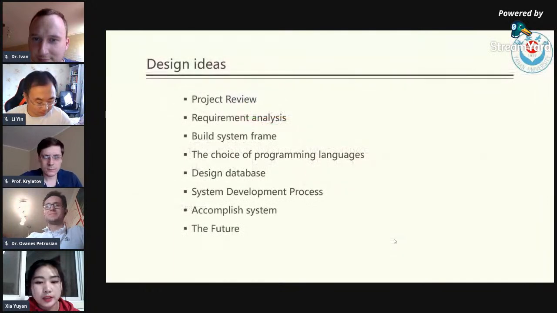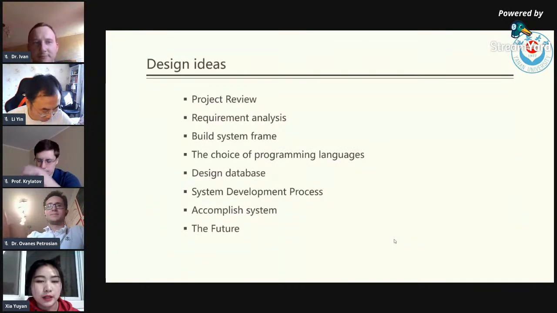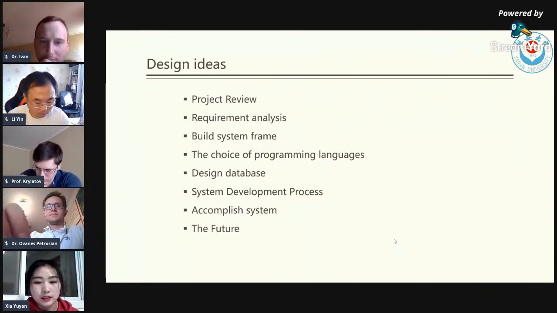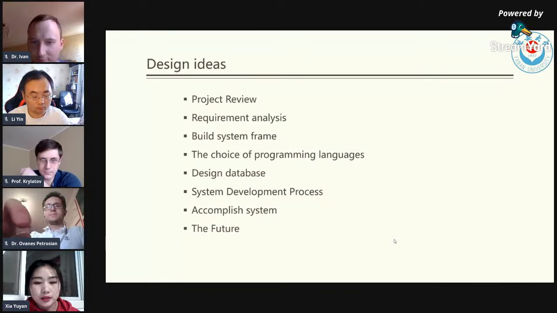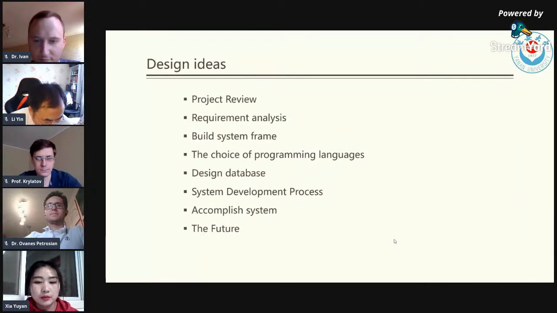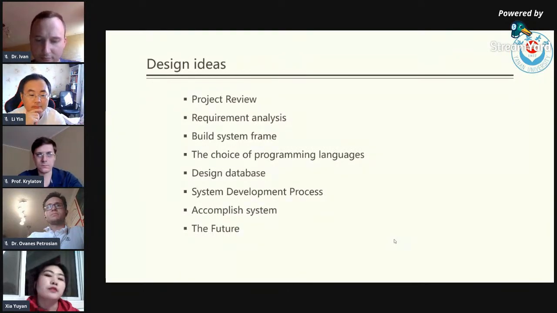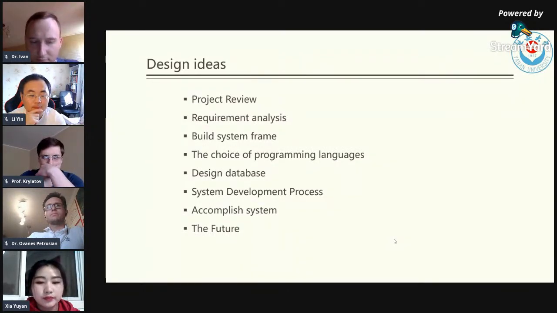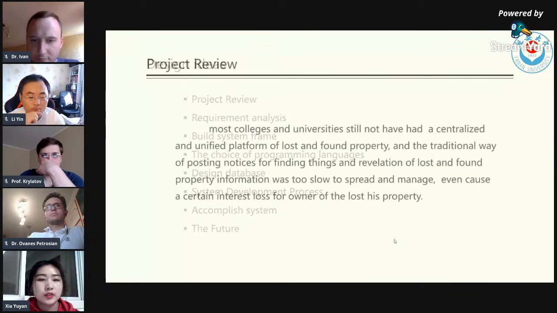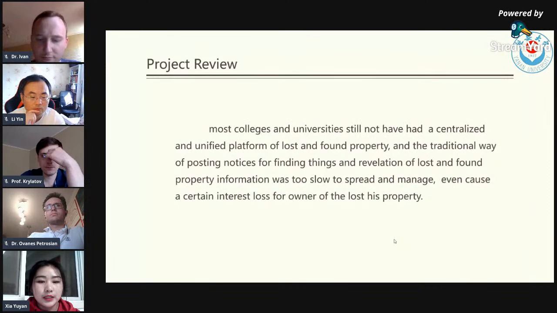Now I'm going to describe my design ideas. Part 1, project review. Part 2, requirement analysis. Part 3, build system frame. Part 4, the choice of programming language. Part 5, design database. Part 6, accomplish system. Part 7, the future. Page 3, project review.